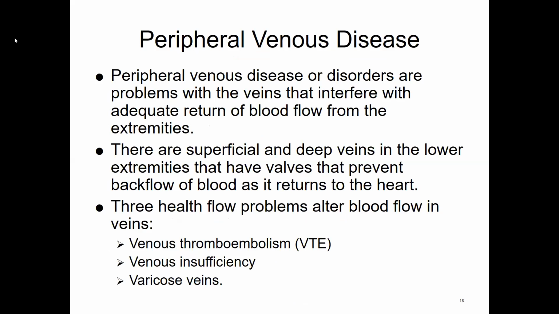Okay, so on to peripheral venous disease. These are problems, diseases or disorders with the veins. This interferes with the adequate return of blood flow from the extremities. So you know there's superficial veins and there's also deep veins in the lower extremities. And in these veins, you can develop a venous thromboembolism, venous insufficiency, and varicose veins.